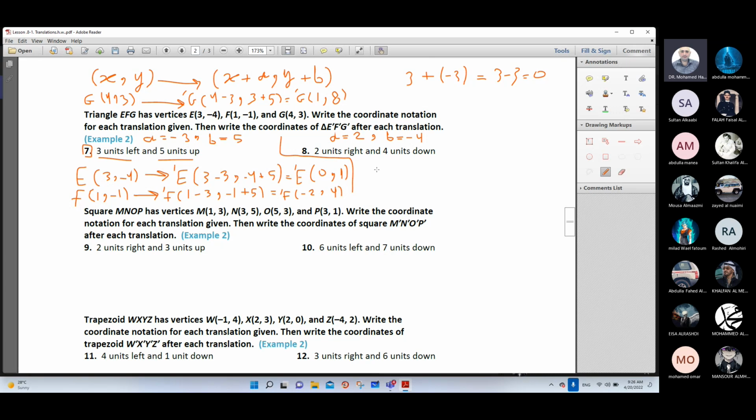So start now. We have E, 3, minus 4. The translation will be E prime. X plus A, X is 3, plus A means plus 2. And Y plus B, Y will be negative 4, plus B means negative 4. So E prime, 3 plus 2 will be 5, and minus 4 plus minus 4 will be minus 8.